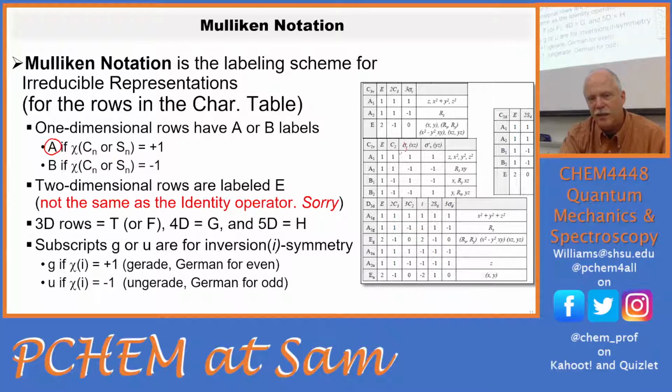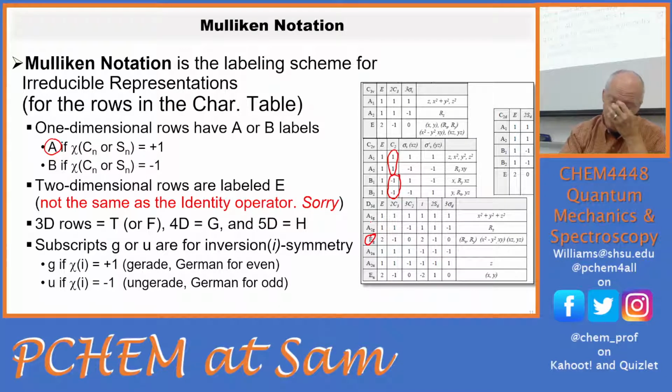So, some of these have A's and B's, like in water. So A1 and A2, notice the characters under the C2 axis are positive, and then B1 and B2, the characters under that are negative. And so that's how we determine between an A and a B for Mulliken notation. You're not going to have to determine these, but I'm just showing you some of the rules behind the Mulliken notation. Okay, two-dimensional rows are labeled E. So down here, like in a D3 character table, we have this E here.